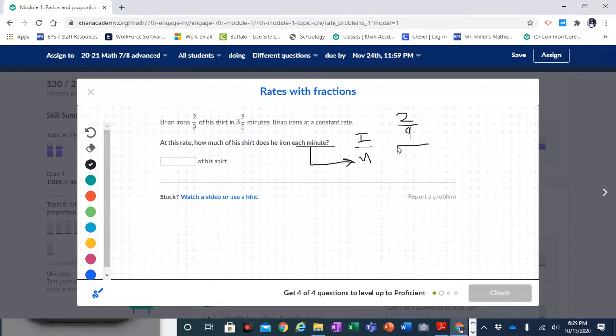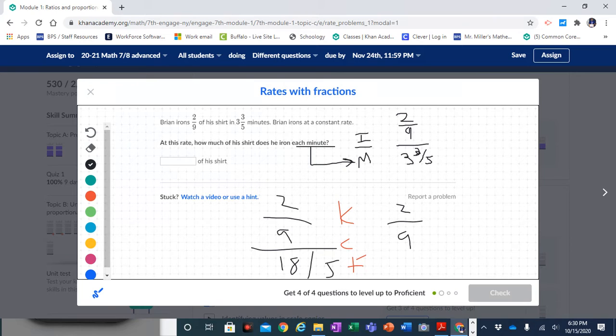2/9 divided by 3 3/5. So again, 5 times 3 is 15. 15 plus 3 is 18. So that means this is 2/9 divided by 18/5. So then again, you're going to do keep, change, flip. So that's now going to be 2/9 times 5/18.